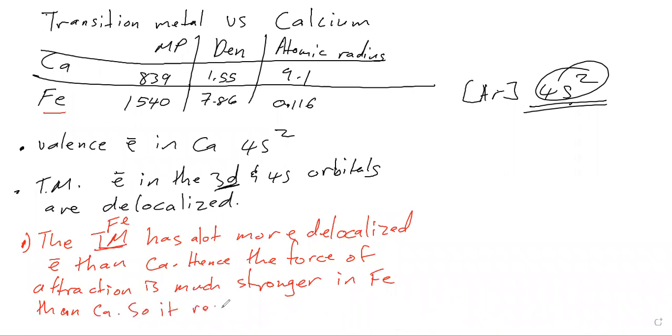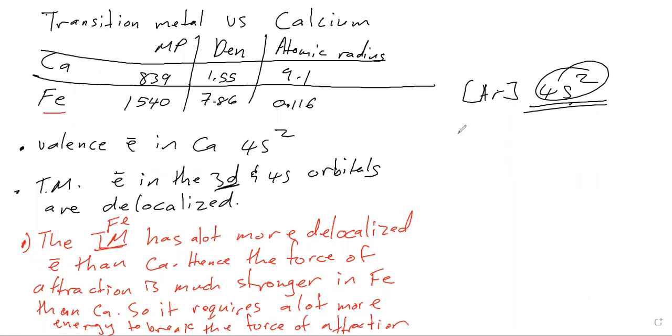It requires a lot more energy to break the force of attraction in iron than calcium. So when it comes to the melting point, the transition metal has a lot more delocalized electrons. Remember, in metallic bonding, positive ions are attracted to the delocalized electrons. With a lot more delocalized electrons, the attraction is stronger, so it takes a lot more energy to break that attraction. That is why transition metals have a higher melting point.